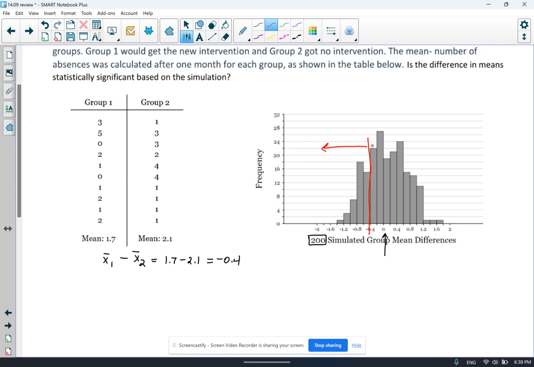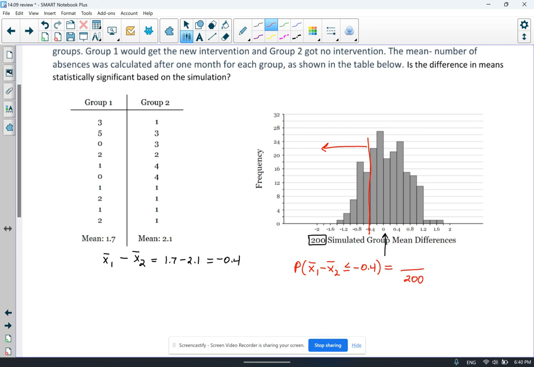And so here's a line. Anything below this point, you're going to count the frequencies. So again, this notation is important: the probability of the difference of the sample means, x bar 1 minus x bar 2. How likely would you get a value of negative 0.4 or less purely by chance, assuming that there's no difference in the means? Well, the denominator is the number of simulations, which in this case is 200.